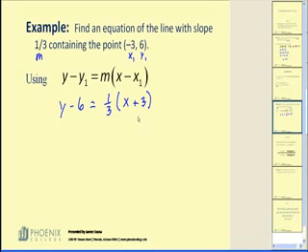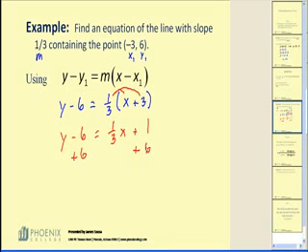Okay, now if I want to simplify this or put this in slope-intercept form, essentially all I have to do is clear the parentheses and solve for y. If y minus 6 is equal to 1/3 x plus 1, add 6 to both sides, and our linear equation in slope-intercept form would be y equals 1/3 x plus 7. Let's review slope now.